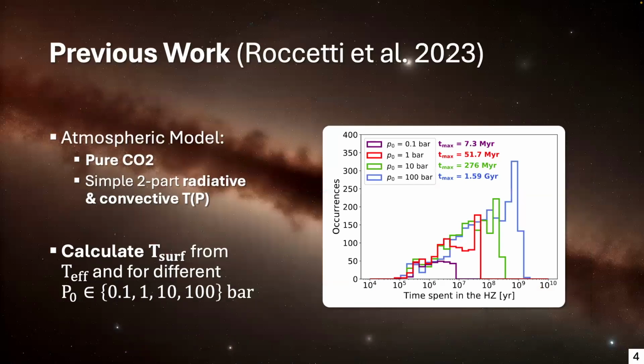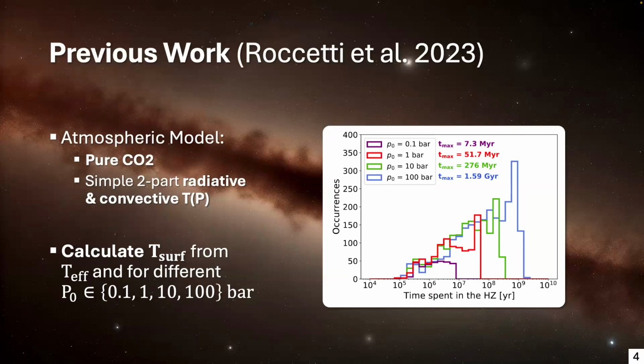And then finally, these orbits were used as inputs to calculate the effective temperature provided by the tidal heating, and then some simple temperature profile. Here she assumed a pure CO2 atmosphere and a simple 2-part radiative and convective temperature profile to calculate the surface temperature, and then compared the surface temperature to the range of liquid water for the respective surface pressure. And she tried out 4 different surface pressures from 0.1 to 100 bars.